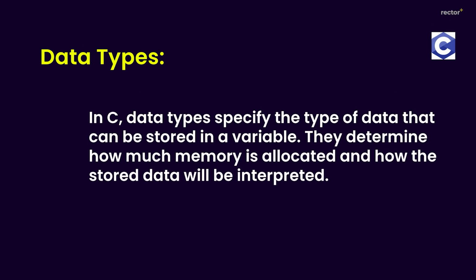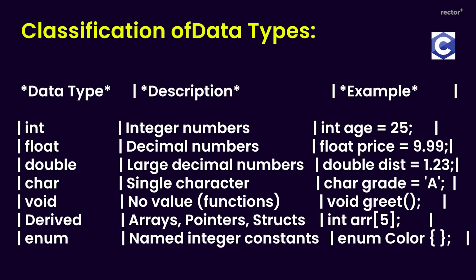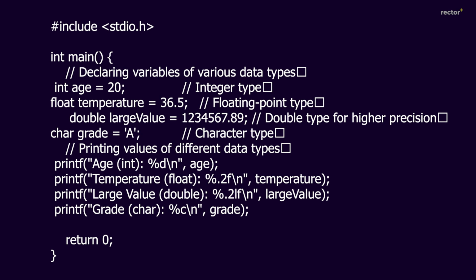Data type define the kind of data a variable can store. The data type includes integer, int, character, char, floating point, float, double, and void. Modifiers like signed, unsigned, short, and long. Classification of data types. Integer data types: int, short, long, signed, unsigned, char. Floating point data types: float, double. And other data types: void, pointers, user defined data types. Here is the simple program on data types.